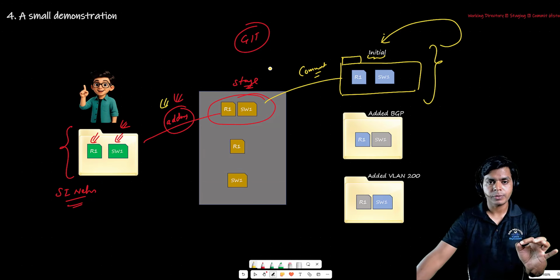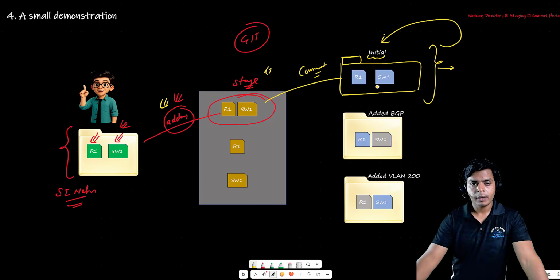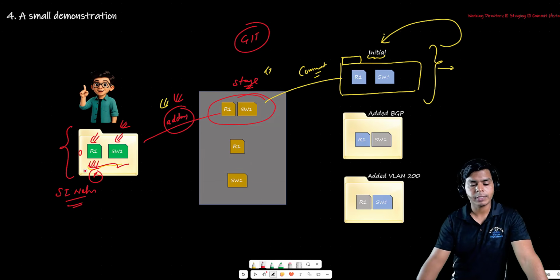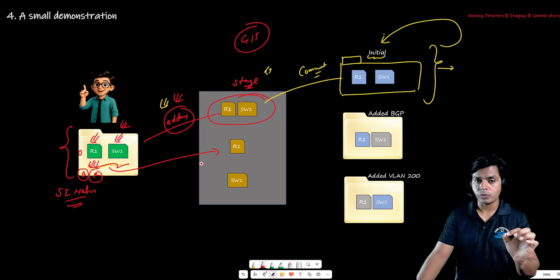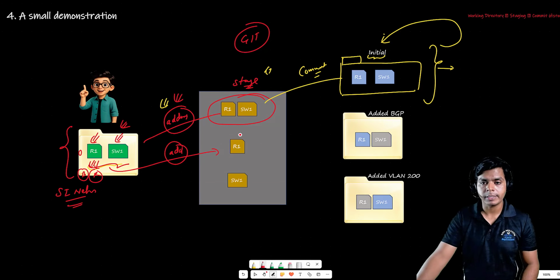Rahul's configuration to the stage and then committed. This is going to be my first snapshot, or first commit. Then what Mr. Rahul is going to do is, out of these two files, he will be changing only R1. Maybe he has introduced OSPF configuration. He will be introducing BGP configuration and he will be putting this configuration on the stage because he hasn't changed anything in switch one. So he's saying add just R1 on the stage.